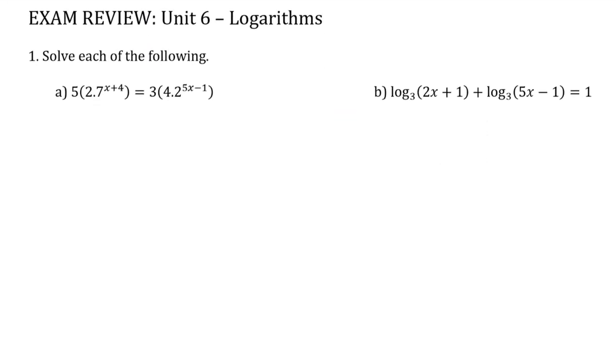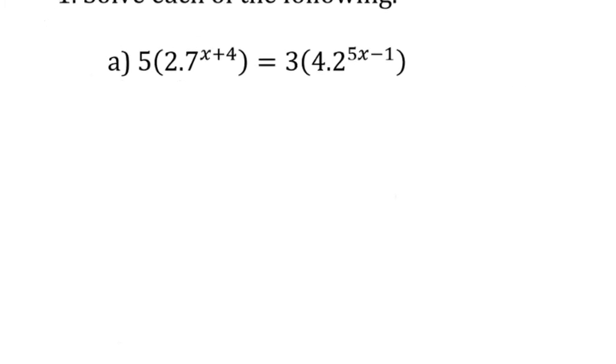All right, we're almost done. On to Unit 6. There's no review for Unit 7 since we just finished it. 3 quick questions. Question A is an exponential equation. We're going to solve by taking the log of both sides. Question B is a logarithmic equation. We're going to solve by putting it in exponential form. Sort of. All right, let's get to it.